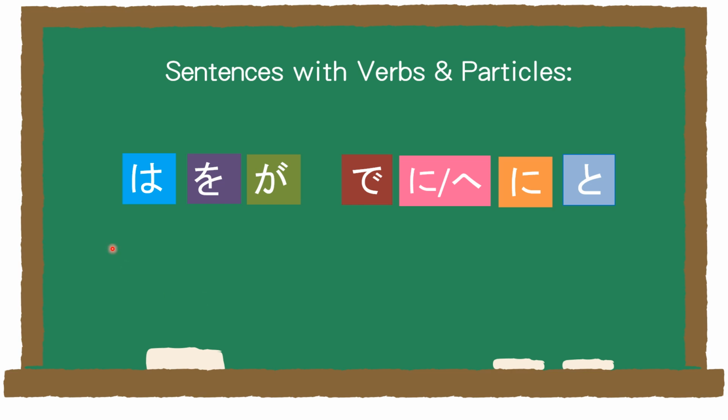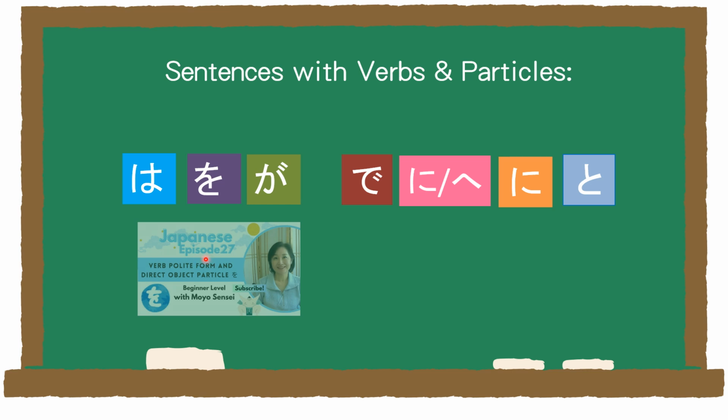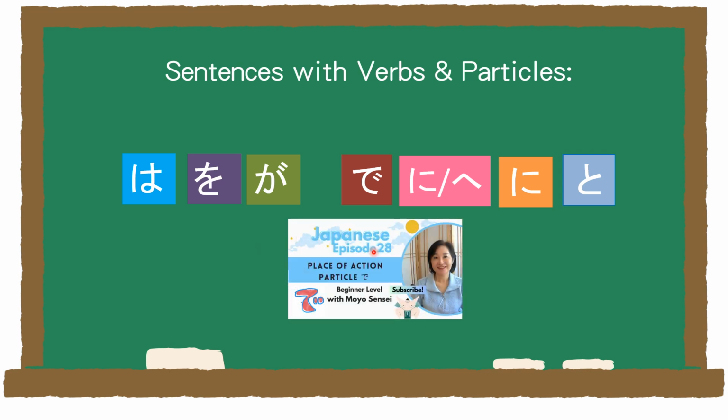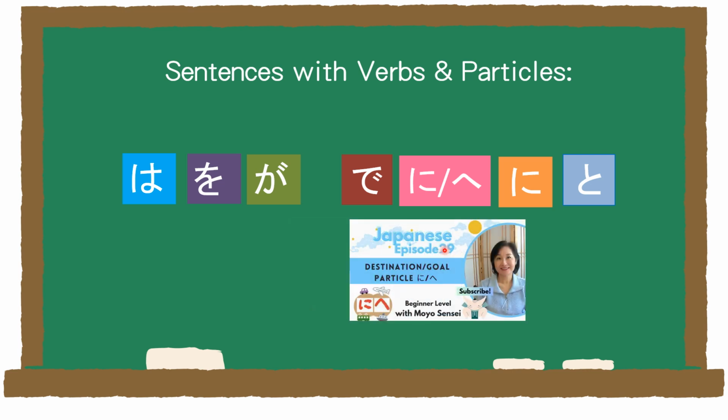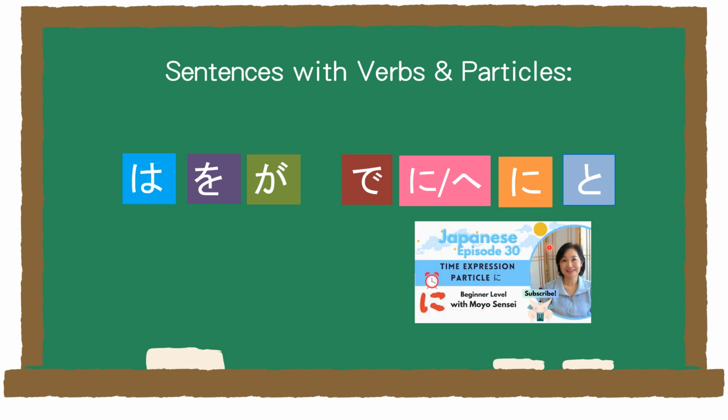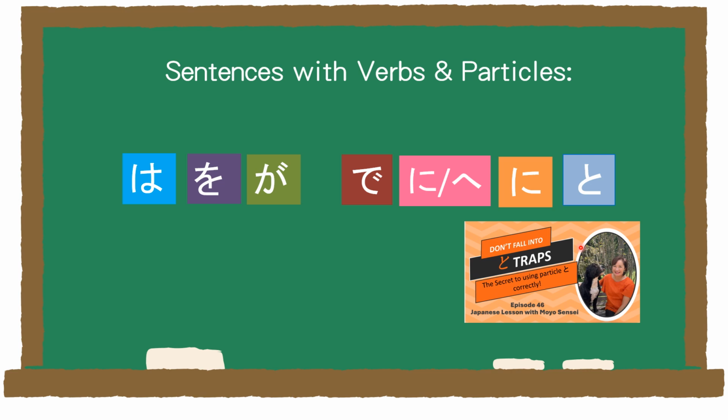Here are some of the particles we'll use in today's lesson. Wa, topic marker. O, direct object marker. Ga, subject marker. De, particle for indicating the place of action. Ni or e, particles for indicating destination or goal. Ni, particle for indicating time expressions. To, particle for indicating with someone. If you need to review these particles, you can find them in my particles playlist.